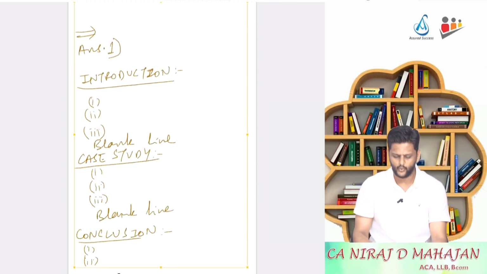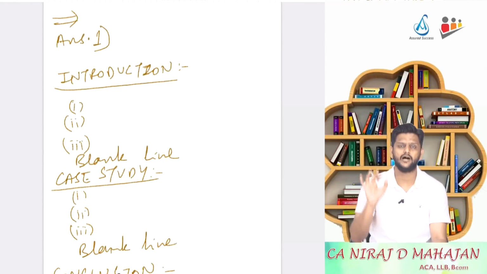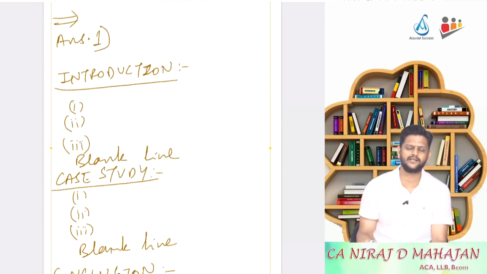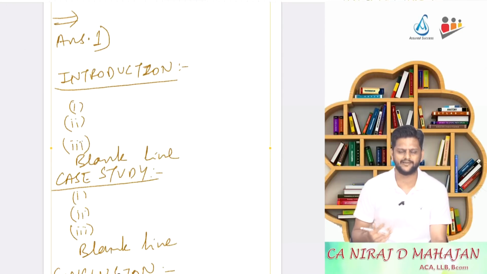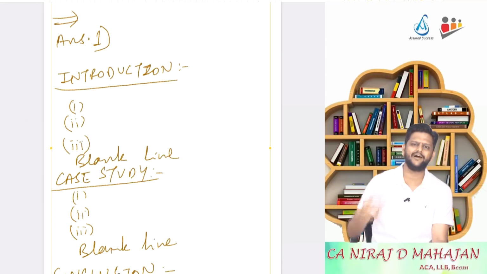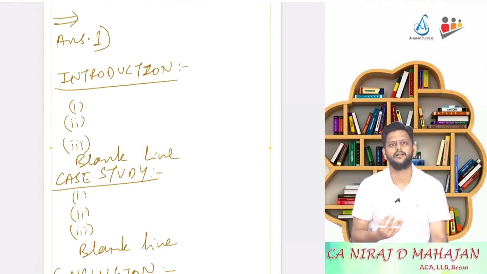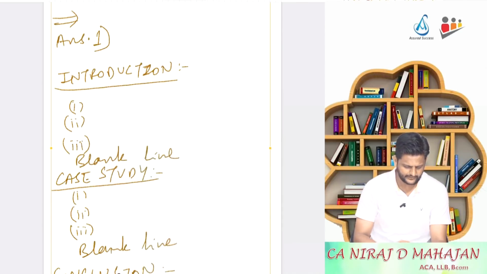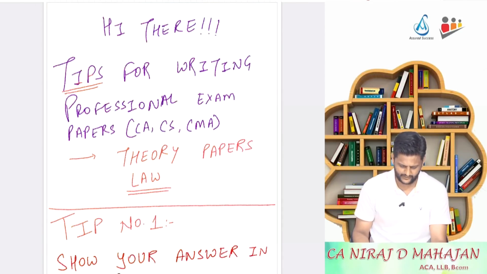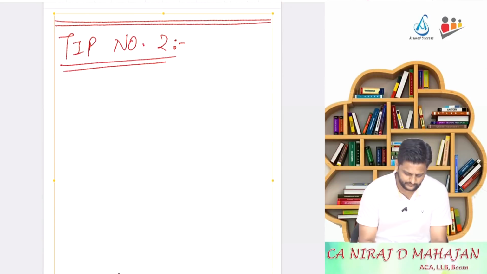This is a very good presentable answer. Whatever answers you are writing for case study, divide them in 3 parts: introduction, the actual case study, and lastly conclusion and comparison. So tip number 1 is what? Always bifurcate or divide your answer in 3 parts. It should look like there are 3 parts. Alright, fine. Then I come to tip number 2.